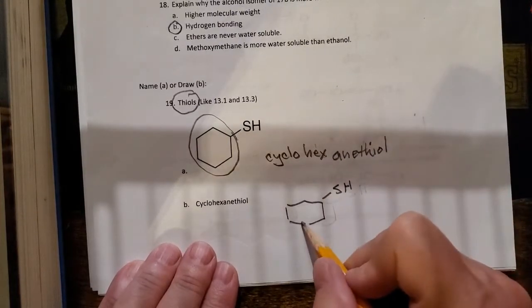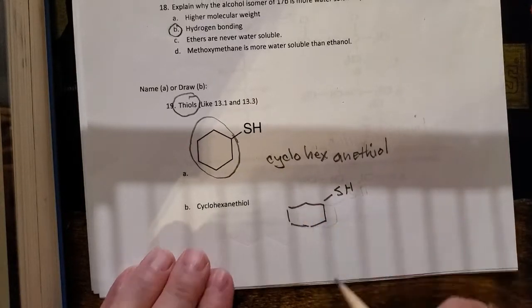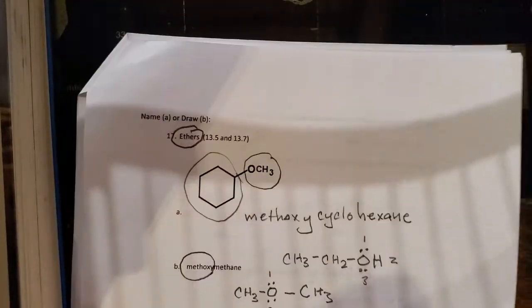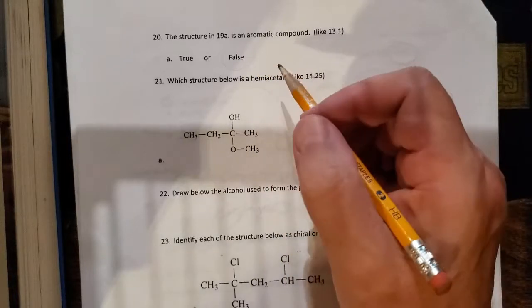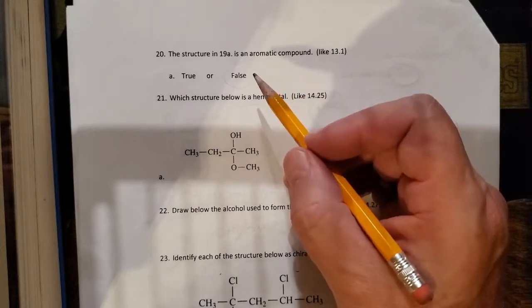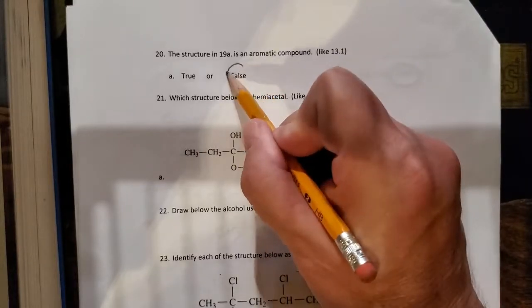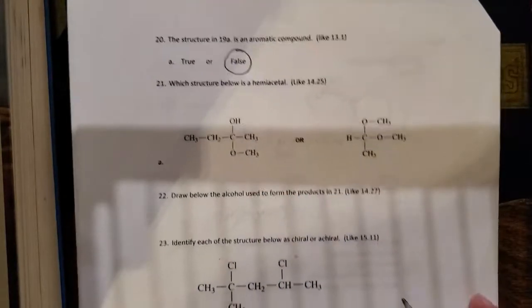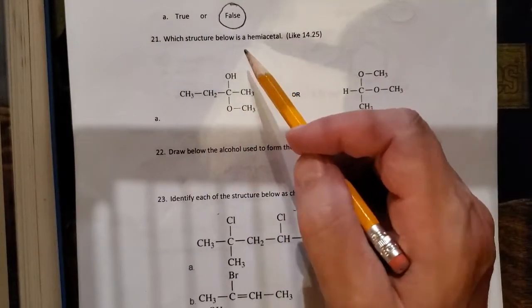And then for the next question, there's no circle in the middle or 3 sets of double bonds, so it's not aromatic. The structure in 19A is an aromatic compound, and there is no circle in the middle of that 6-membered ring, and there are no double bonds in it, so that's going to be false. It is not aromatic. Okay, which structure below is a hemiacetal?